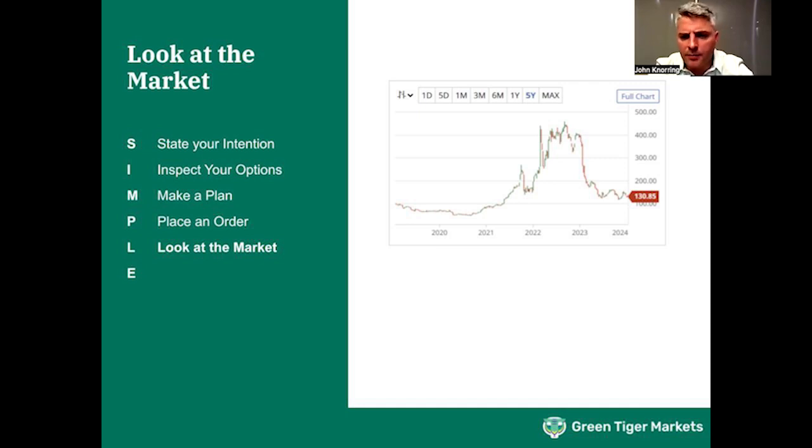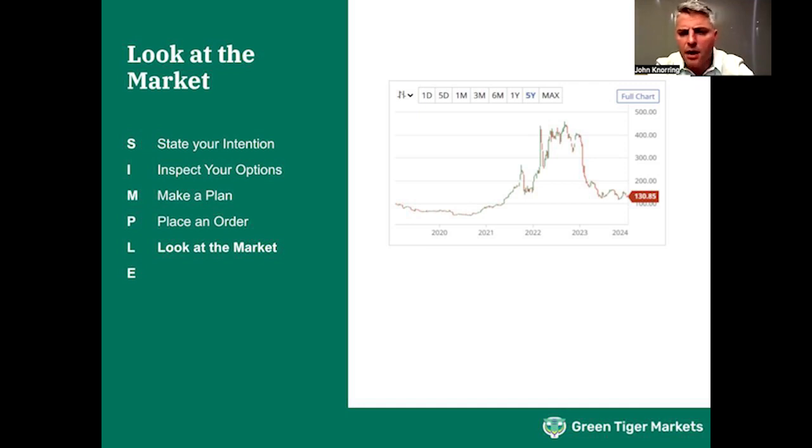So when we say look at the market, we're referring to not just the Philippines electricity market and what your forecast for the supply-demand balance looks like, but also things like weather and fuels.